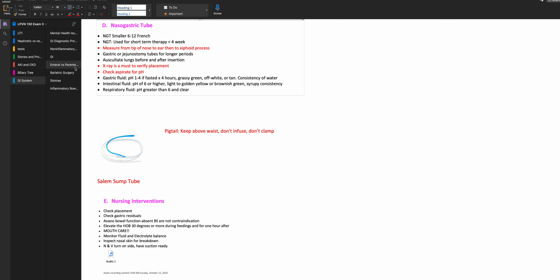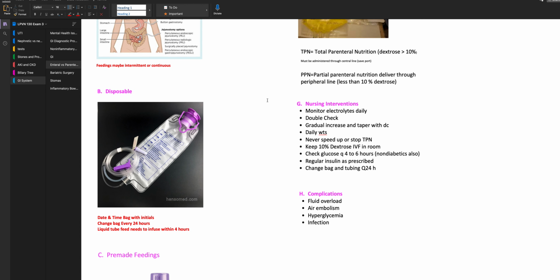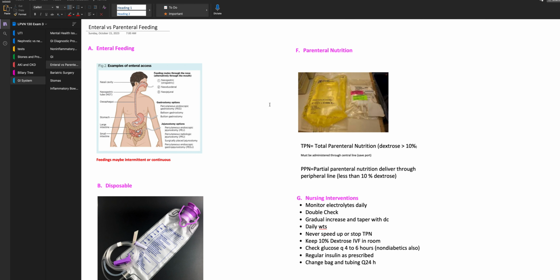Oh, whoops, I forgot parenteral. Okay, so TPN. I don't know if you know this, but TPN is evil. What I mean by that is TPN can wreak havoc on the body. The provider will only order TPN if the gut's not working. If the gut is working, the patient should have enteral feeding because it has a lot of benefits.